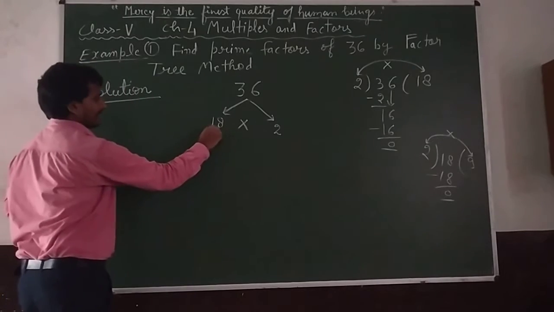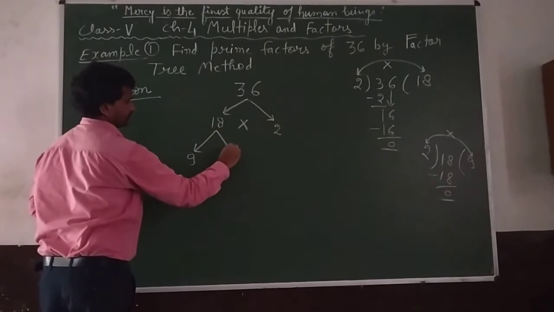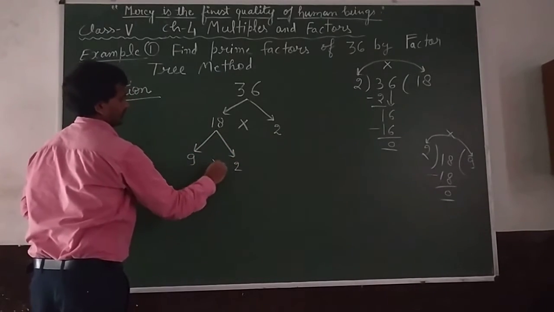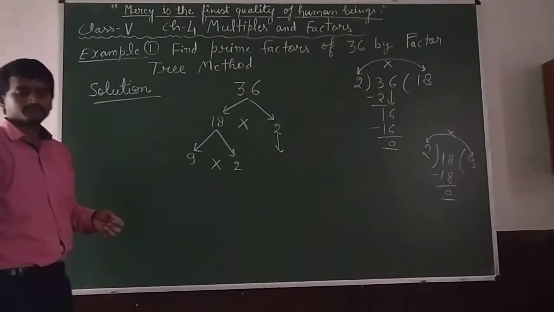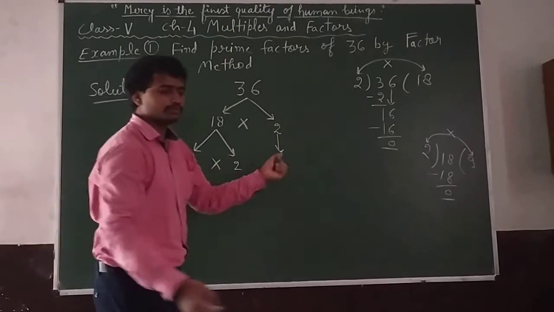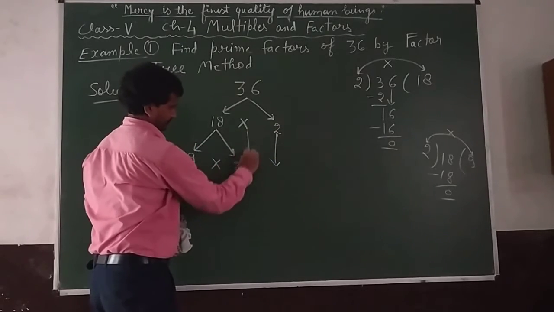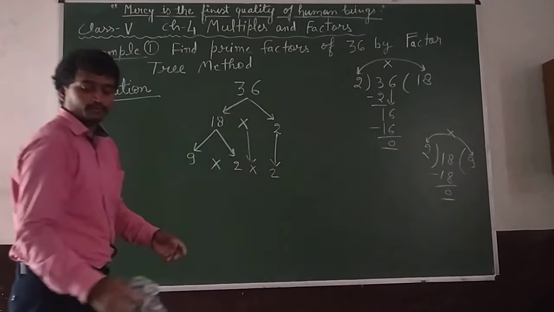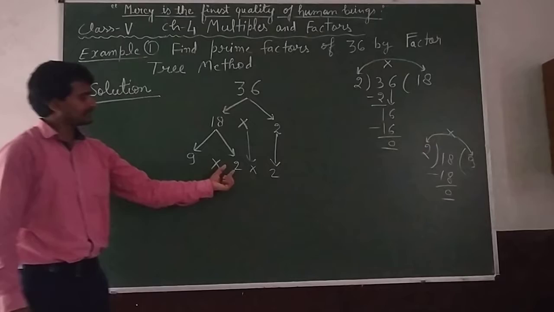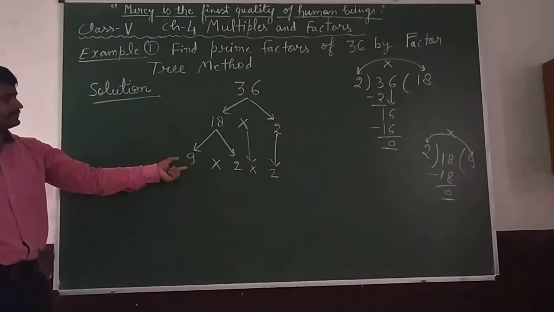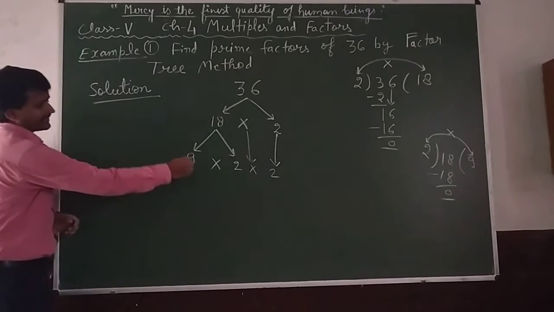So we can write it as, we will note down this 2. These 2 and 2 are in their simplest form because these are the lowest prime number. Now 9, since 9 is an odd number, we can break it.